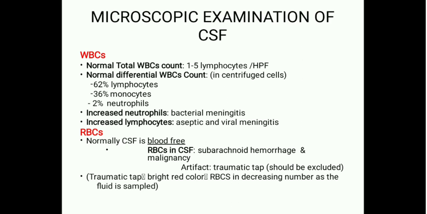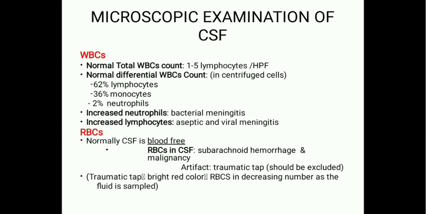Microscopic examination of CSF. White blood cells: normal total white blood cell count is 1 to 5 lymphocytes per HPF. Normal differential white blood cell count in a centrifuged sample: 62% lymphocytes, 36% monocytes and 2% neutrophils. Increased neutrophils indicate bacterial meningitis. Increased lymphocytes indicate aseptic and viral meningitis.